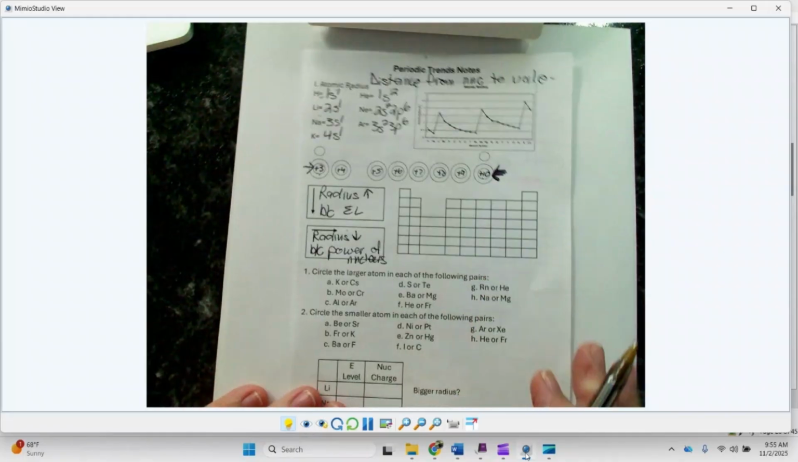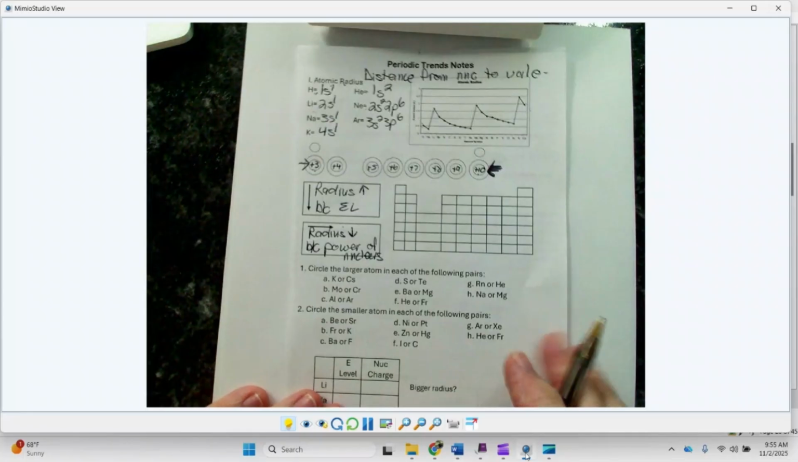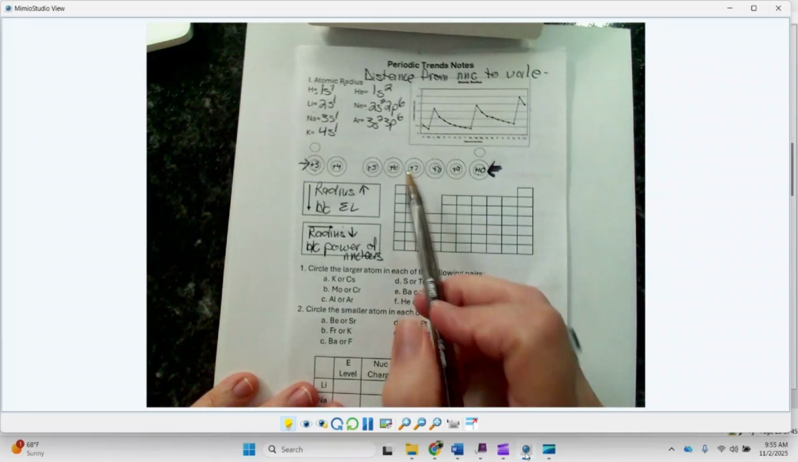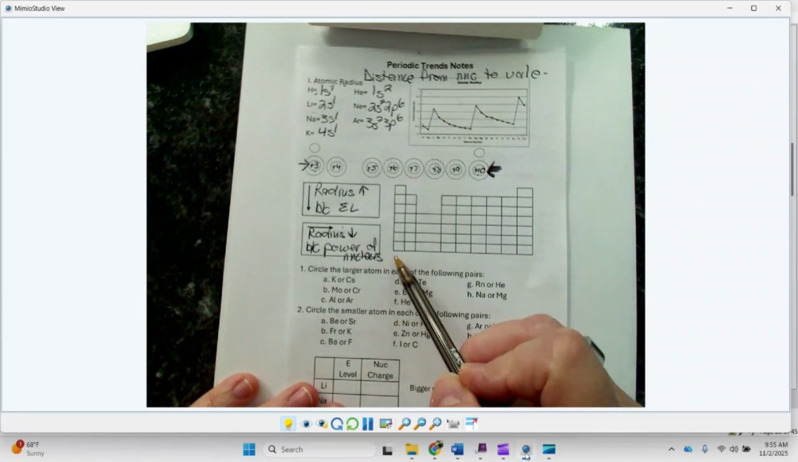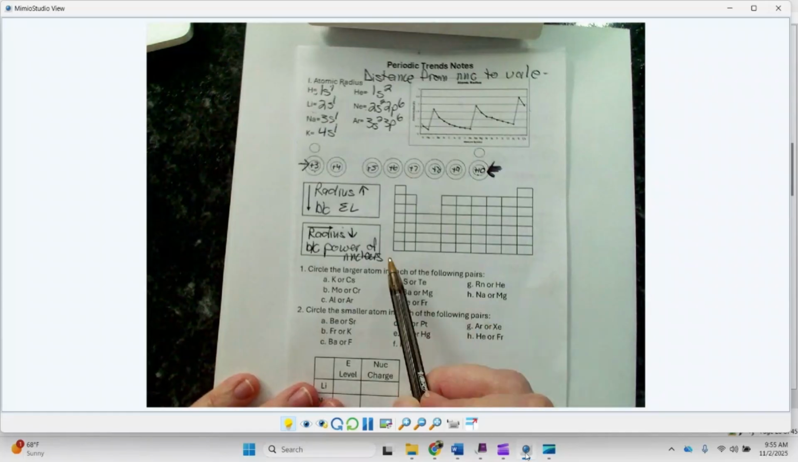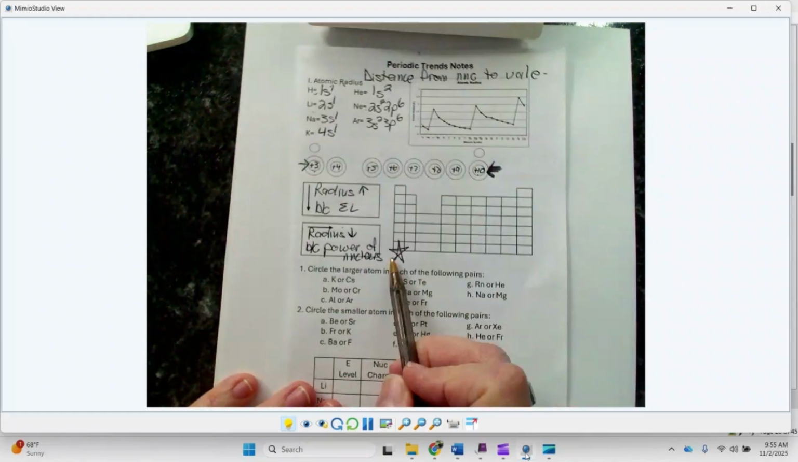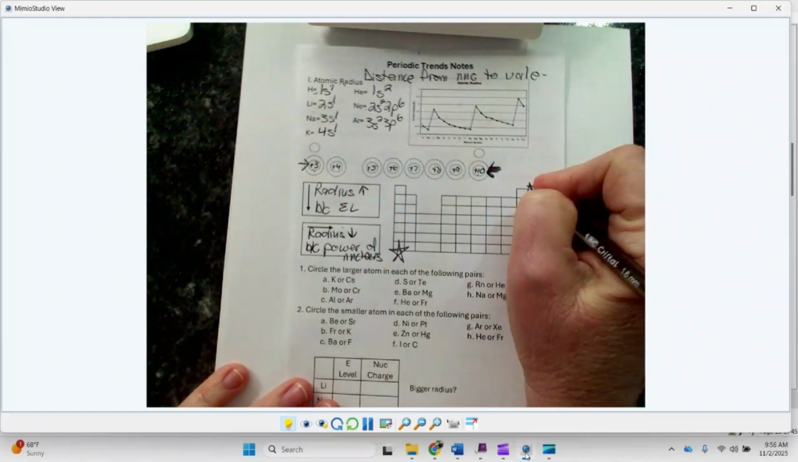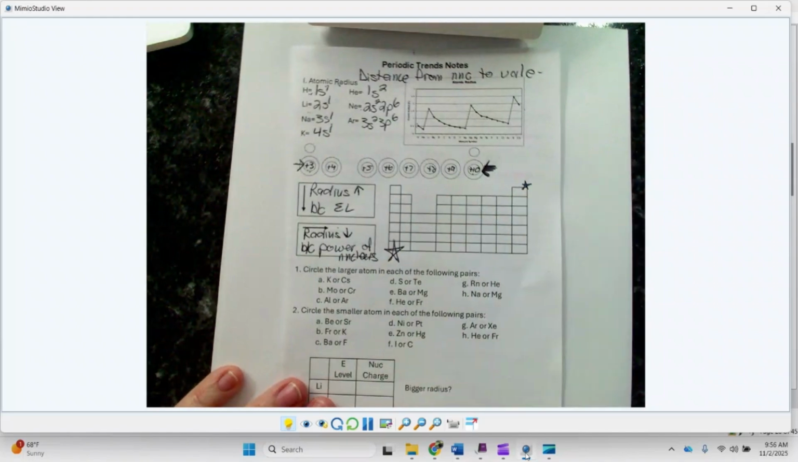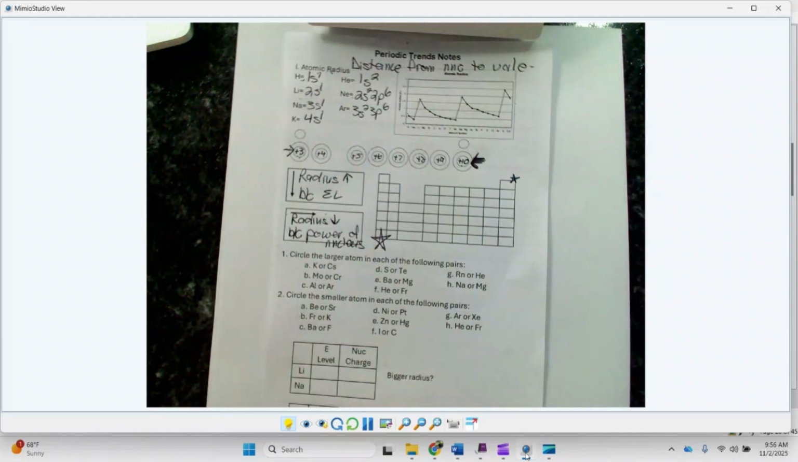And a way that we could show that on a table real quickly: we said that they get larger as you go down and larger as you go to the left. So the largest radius would be found on elements at the bottom left, and the smallest radius will be found on elements towards the top right.